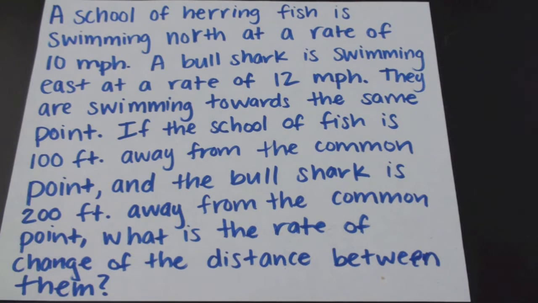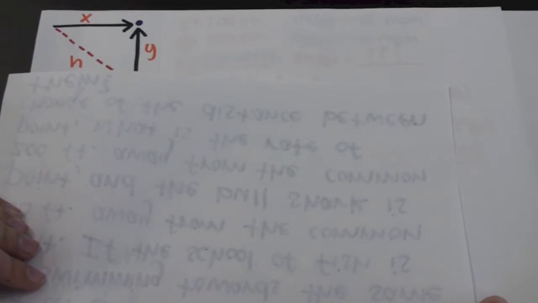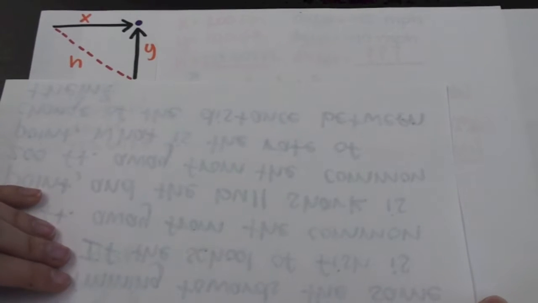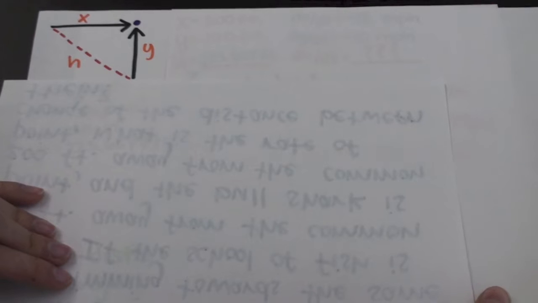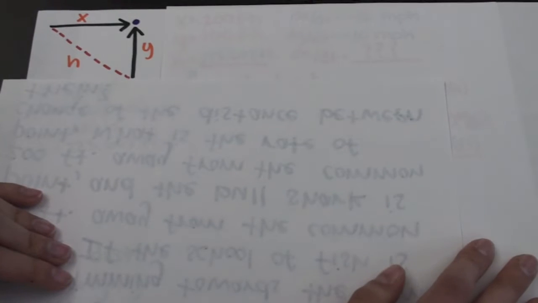Oh, I think I know how to do that. Let's see what we remember. Related rates problems find the rate of change of something in relation to the rate of change of something else. Let's go through the steps. First, draw a picture that shows what you know and what you are looking for.